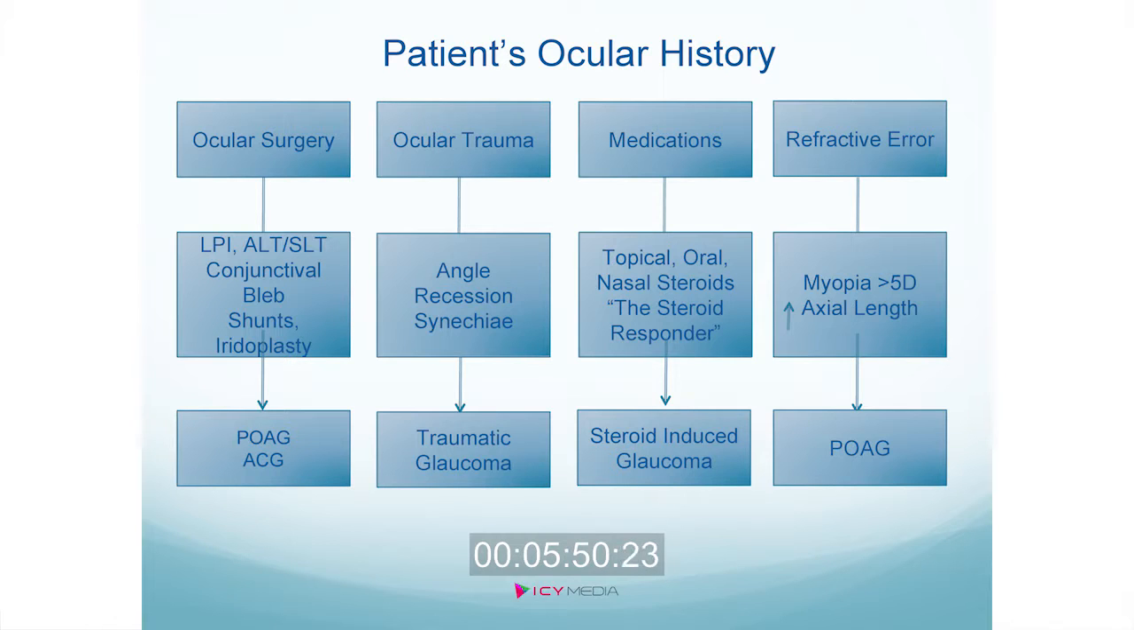What about the refractive error? High myopes have a larger axial length and tend to be more at risk for developing primary open-angle glaucomas. Okay, so that should be, again, in your arsenal of information that you're obtaining when you do the history, or when your technician takes the history.